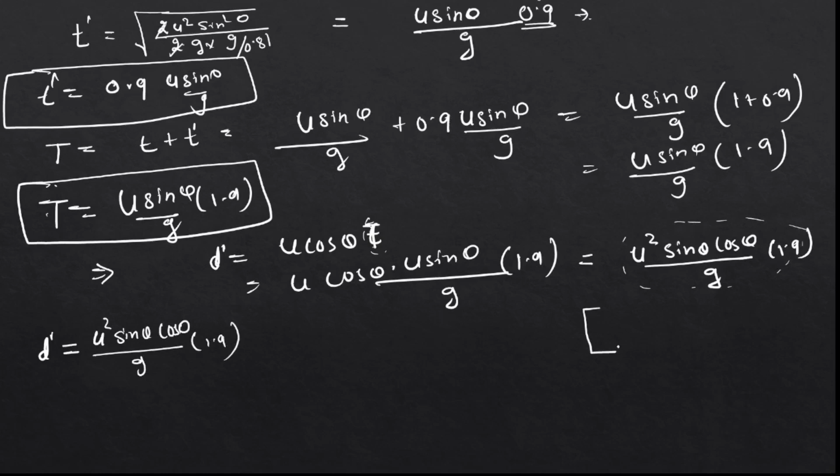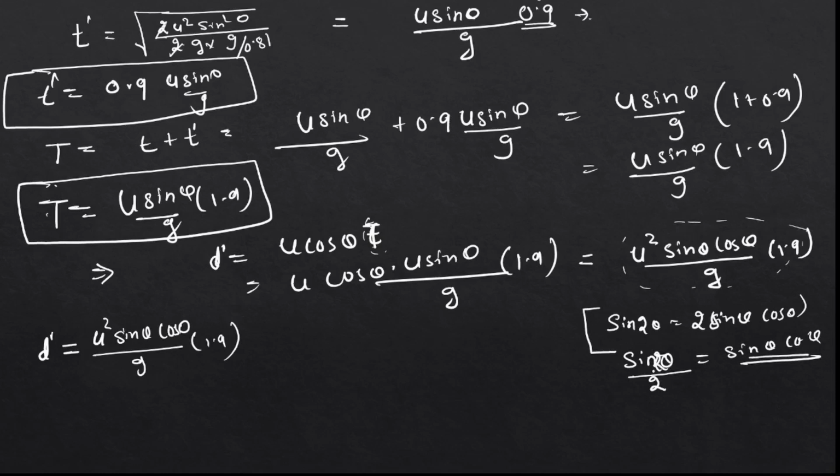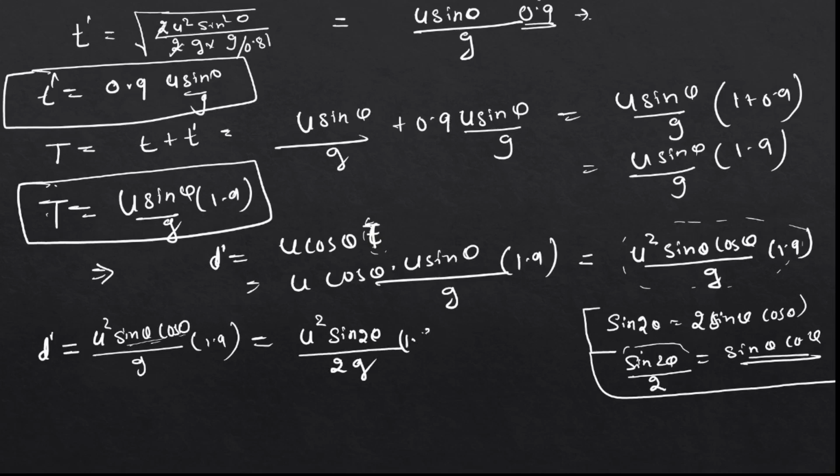Now if you know the basic trigonometric formula, sine 2 theta, which is equal to, right, from here if I divide it by 2, then what I will have, sine 2 theta upon 2 will be equal to sine theta cos theta. So I can put this sine 2 theta by 2 here in this equation, right? So it will be u square on 2g times 1.9.